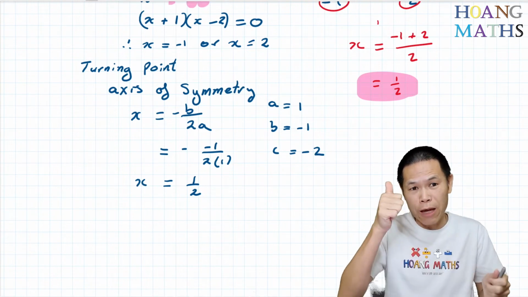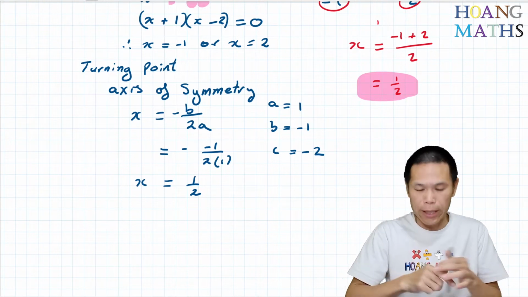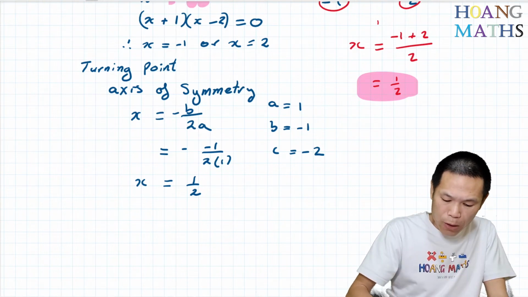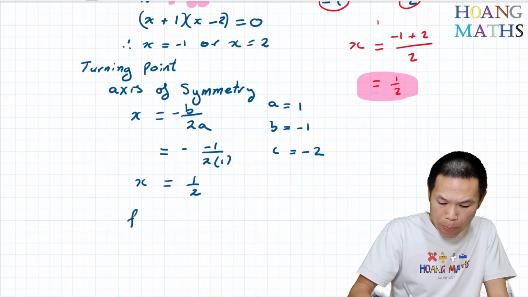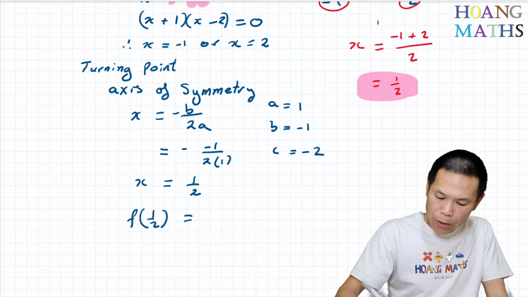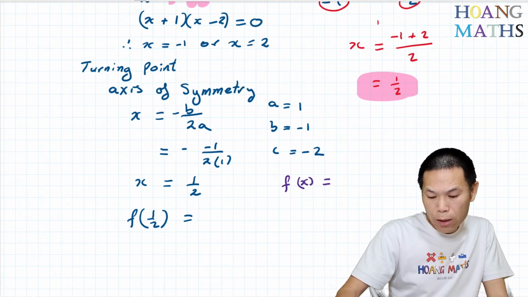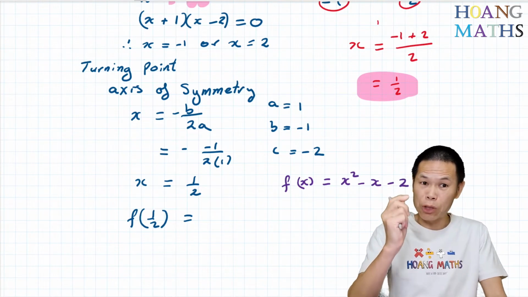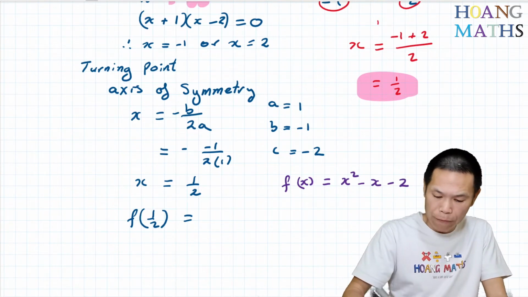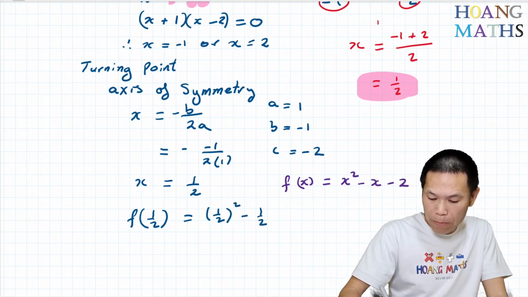for the turning point, we need to have the x value and the y value, so the point x and y. Okay, so we need to find the y value, that means f of a half. So we know that f of x is equal to x squared minus x minus 2. So now we just substitute the value x equal to a half in. So that gives me a half squared minus a half minus 2.